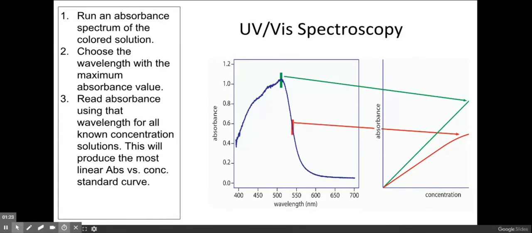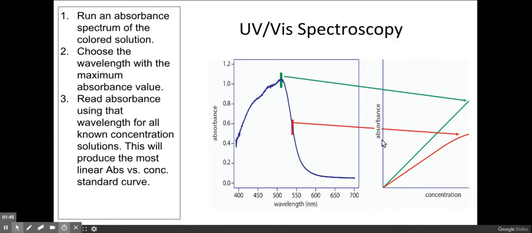But there's some earlier work that we need to do so that we know what wavelength of light at which to analyze our known solutions to create our absorbance versus concentration graph. The absorbance versus concentration graph is what you're going to use to determine your unknown solution's concentration.